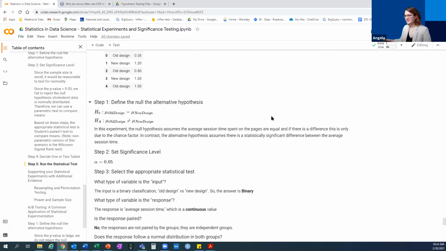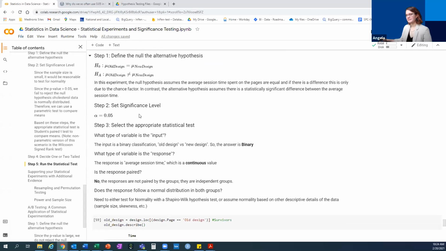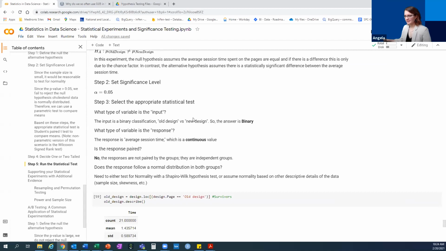So let's go through our same steps in a very real world kind of way. We'll define the null and alternative hypothesis. The null is that there's no difference in mean session time between the old and new designs. And the alternative is that there is. We'll set the significance level of 0.05. And now let's select the right test. So the type of variable of the input is another binary classification. There's control group A with the old design and your treatment group B with the new design. So the answer is binary.